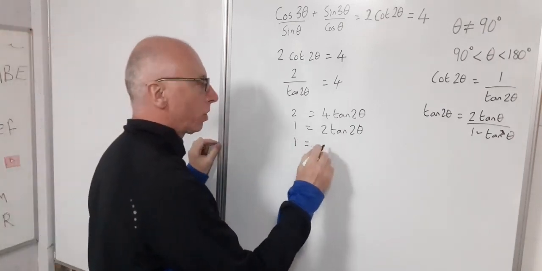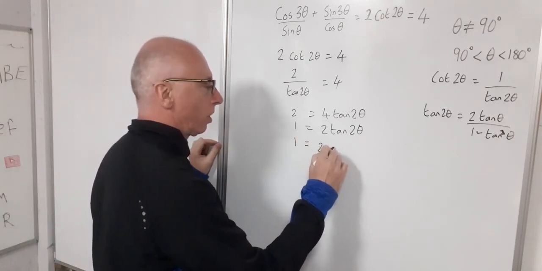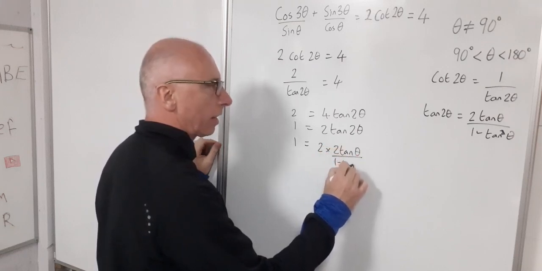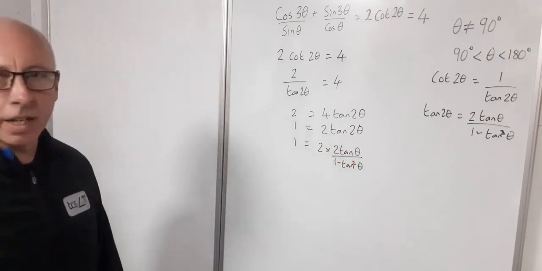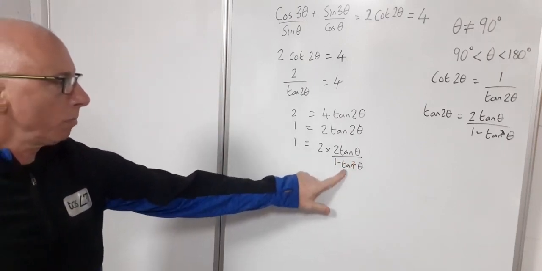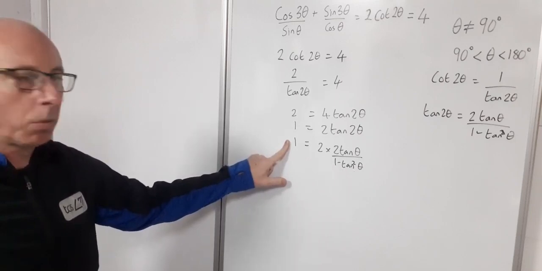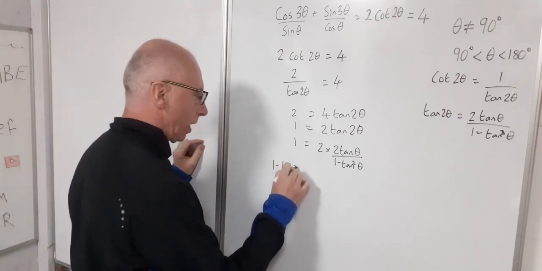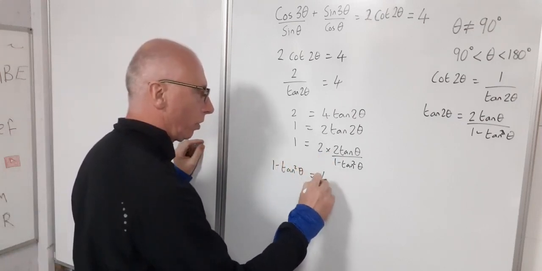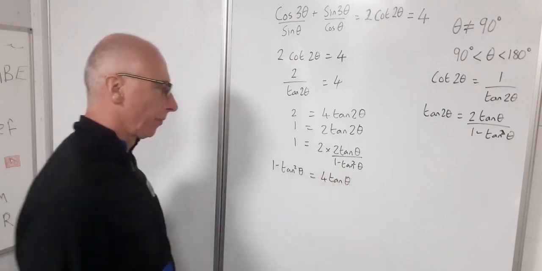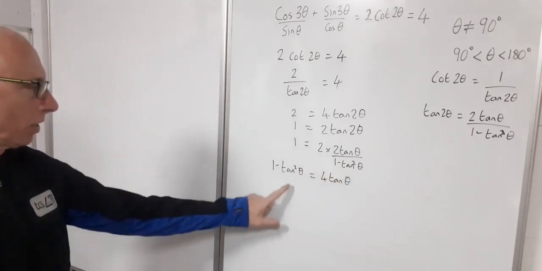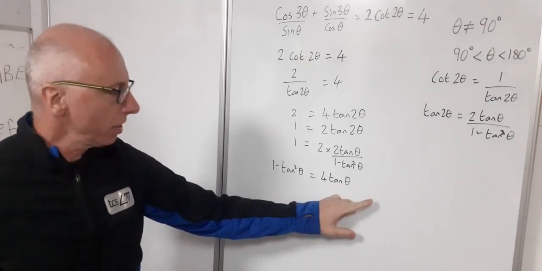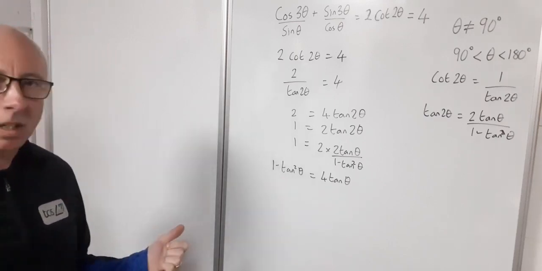So now 1 equals 2 times 2 tan theta over 1 minus tan squared theta. Okay, now that's going to be good. I can bring 1 minus tan squared theta onto this side if I multiply both sides by this. So now I'll have 1 minus tan squared theta equals 2 2's are 4, 4 tan theta. Okay, well, I've got tan squared, I've got tan, and I've got a 1. So why don't I bring everything onto this side, set it to 0, and I've got something that looks a little bit like a quadratic.